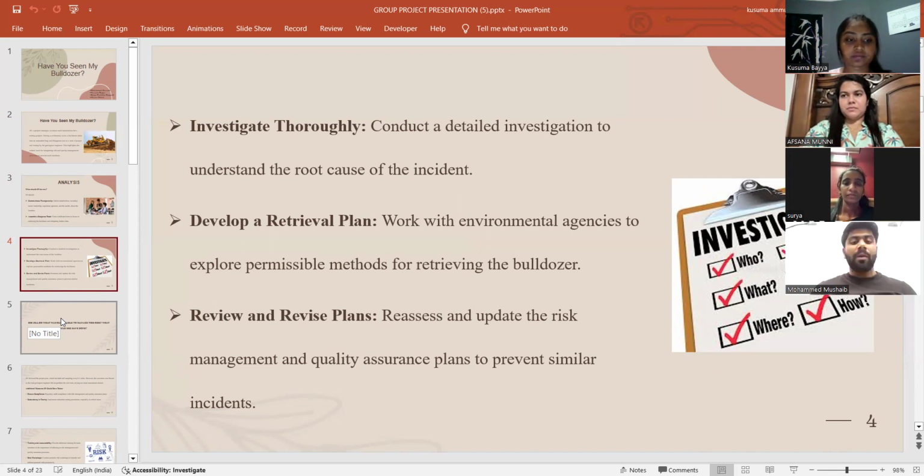The last point is review and revise plans. Reassess and update the risk management and quality assurance plans to prevent similar incidents. This includes conducting more frequent, thorough soil tests and ensuring compliance with tests.